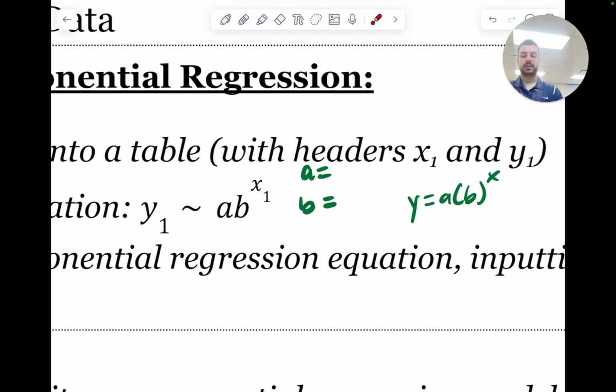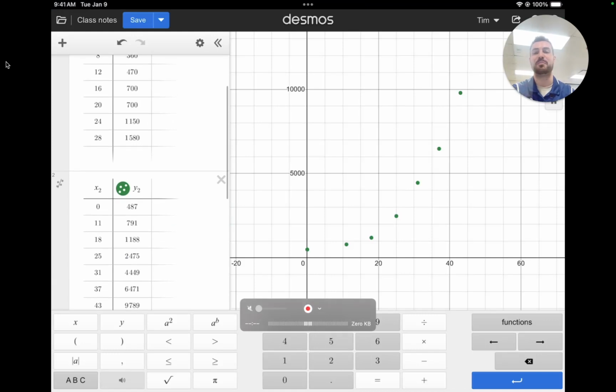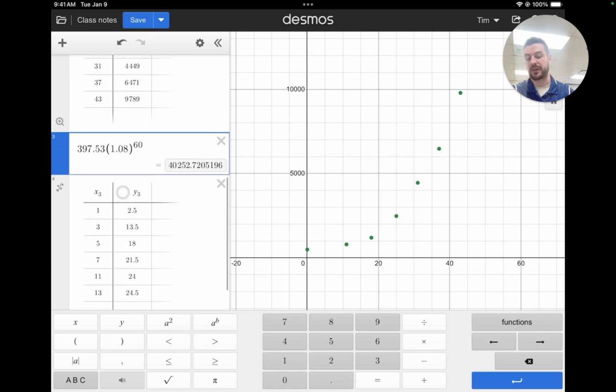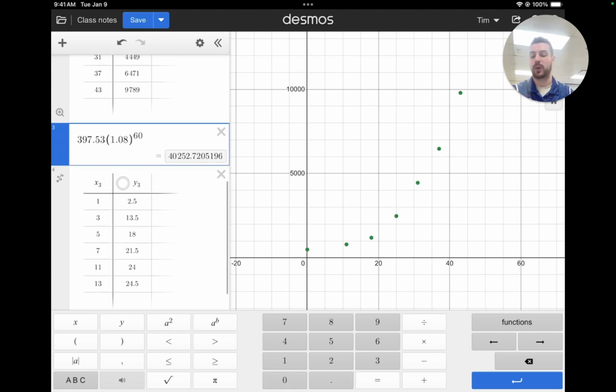Now, the one thing that might change is these values right here. Your table at the top could say x1 and y1. It could say x2 and y2. It kind of depends on how many tables you have. So for example, I've got a third table in here. If you notice at the top, it starts with x3 and y3.